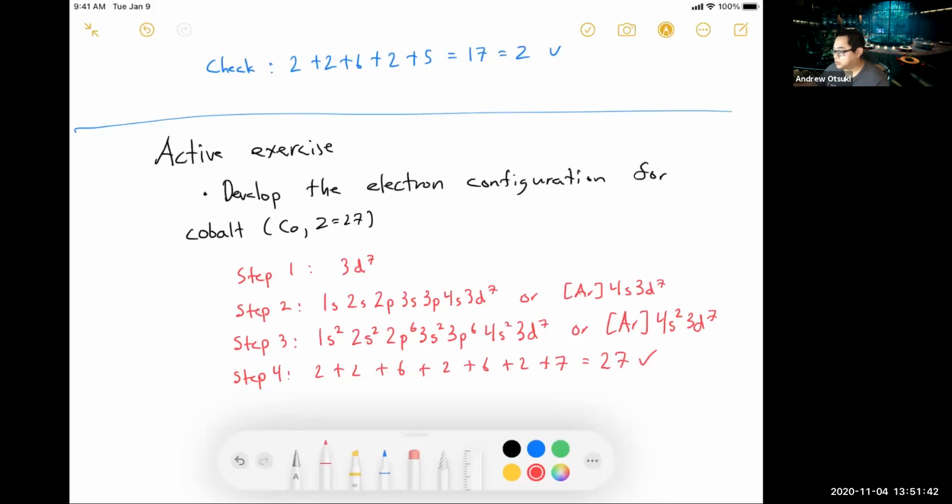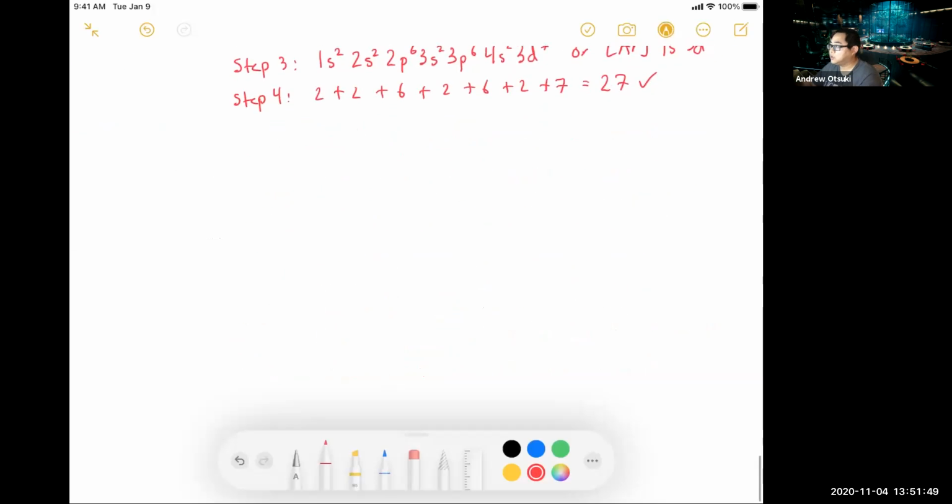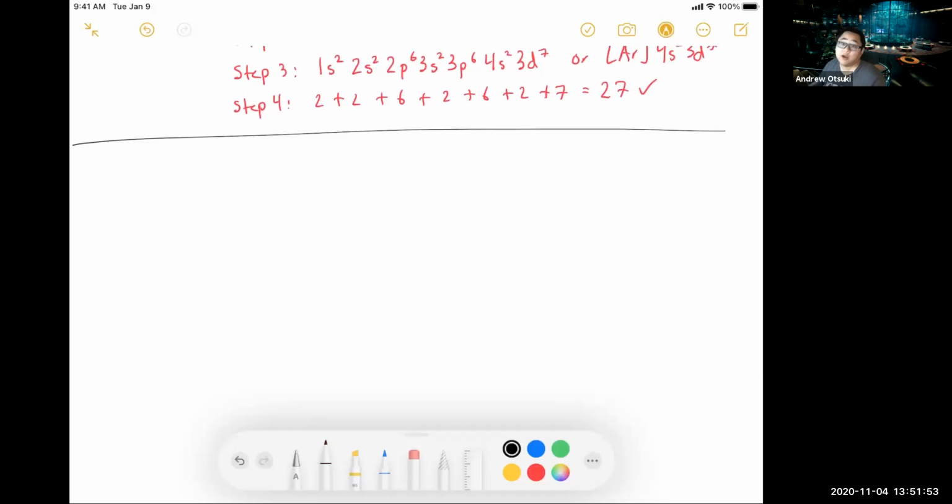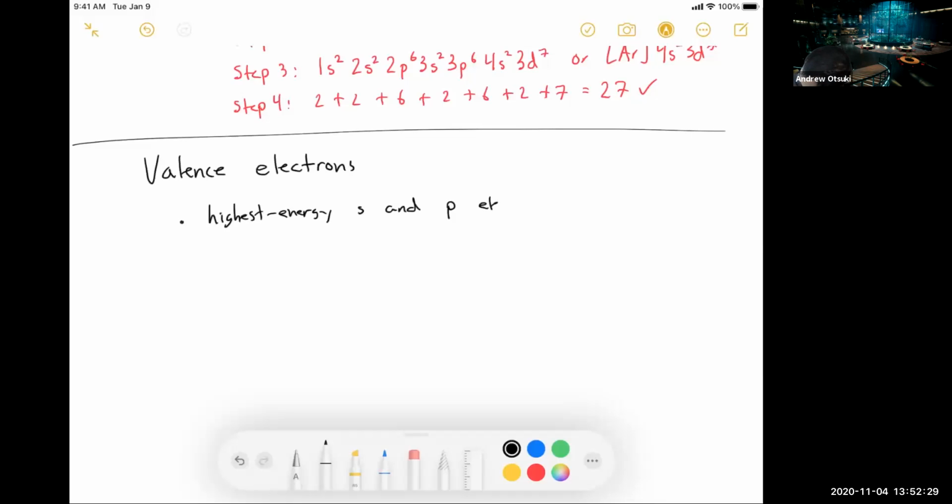All right. So now let's talk about valence electrons. What are valence electrons? You may have heard of valence electrons. They're also known as the highest energy or outermost shell electrons in an atom, element, or ion. They're the most important electrons because they are the ones involved in chemical reactions or chemical bonding. So let's talk about them. They are the highest energy s and p electrons in an atom.